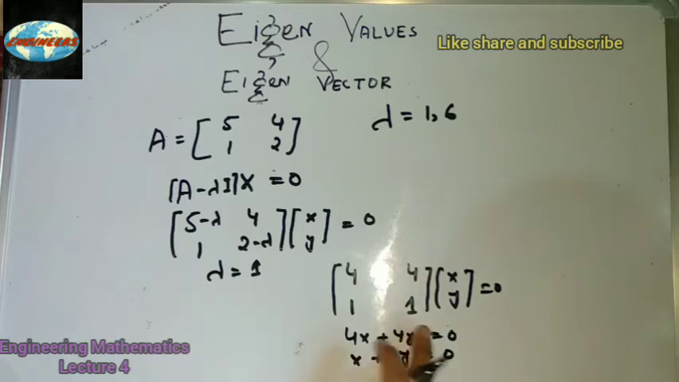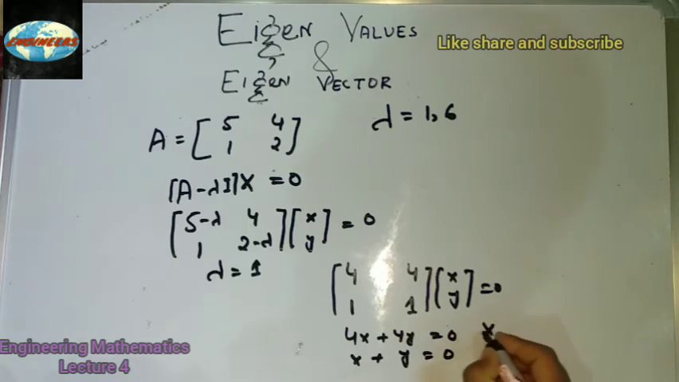So here I told you there will be a non-trivial solution if the coefficient matrix determinant is 0. You can see 4 into 1, 4, minus 1 into 4, that is 0. So it is a singular matrix. What this represents is x is equal to minus y, or we can say x by 1 is equal to y by minus 1. That means in this case the eigenvector will be 1, minus 1.